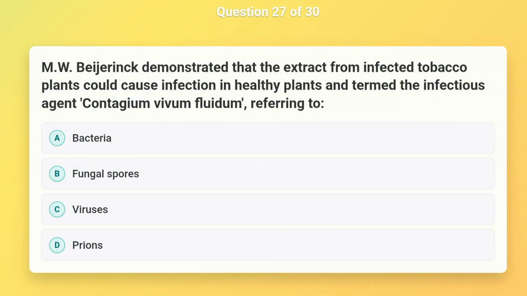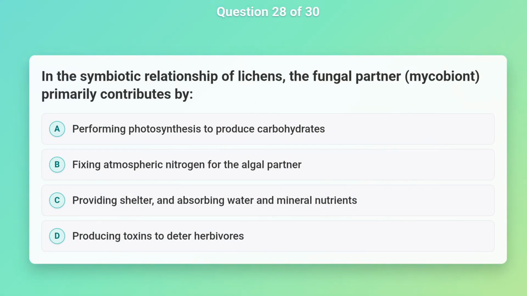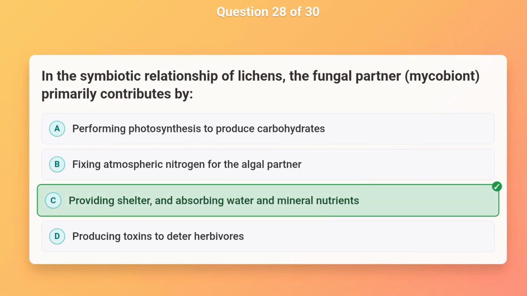M.W. Beijerinck demonstrated that the extract from infected tobacco plants could cause infection in healthy plants and termed the infectious agent Contagium vivum fluidum, referring to viruses. In the symbiotic relationship of lichens, the fungal partner, mycobiont, primarily contributes by providing shelter and absorbing water and mineral nutrients.